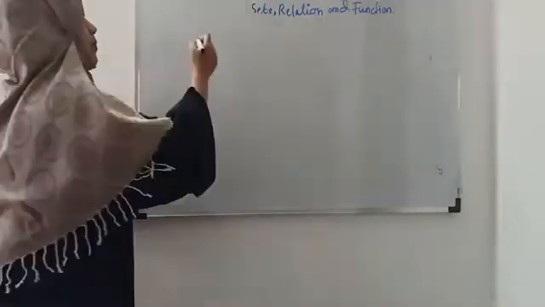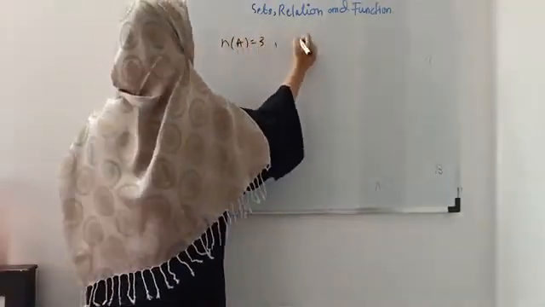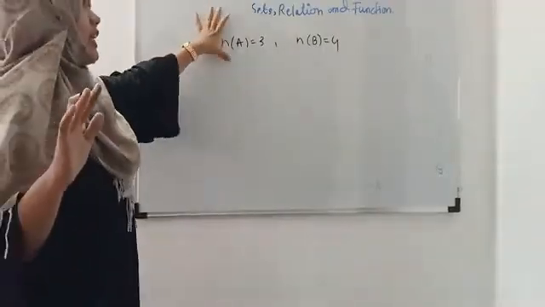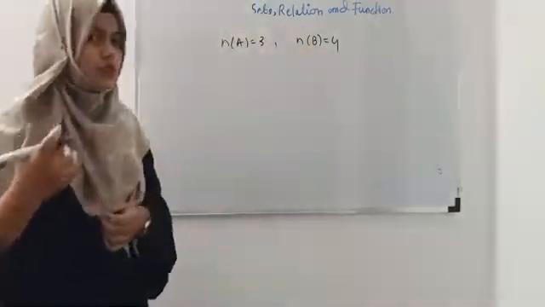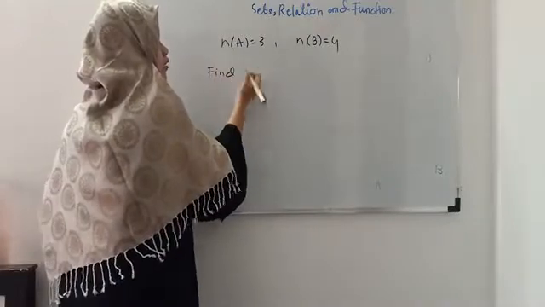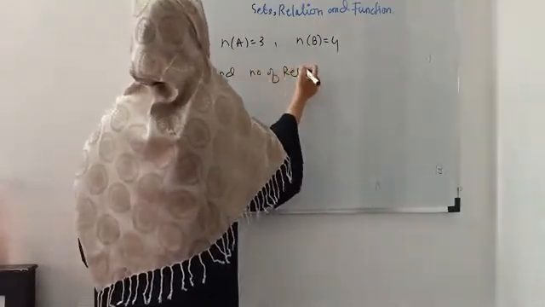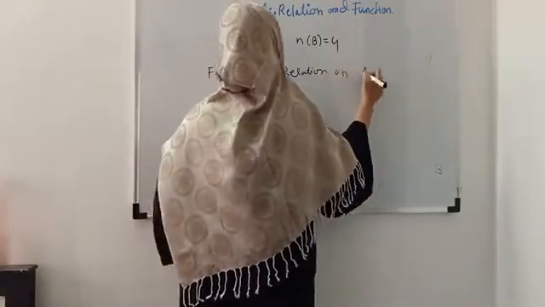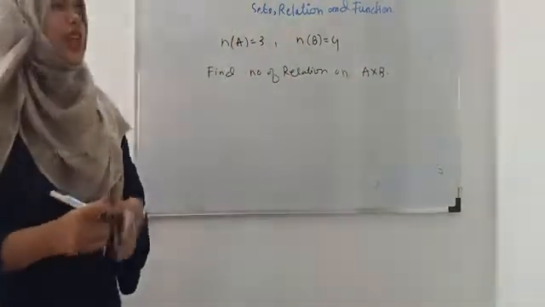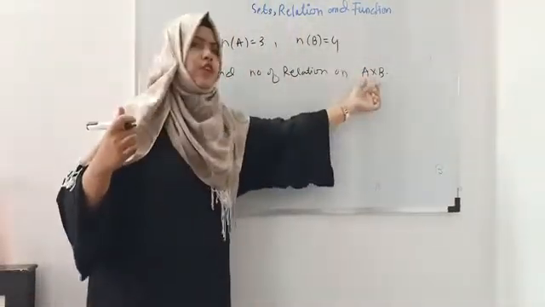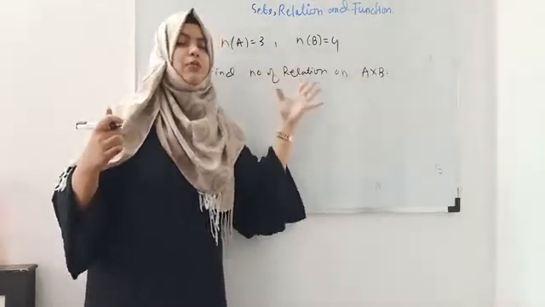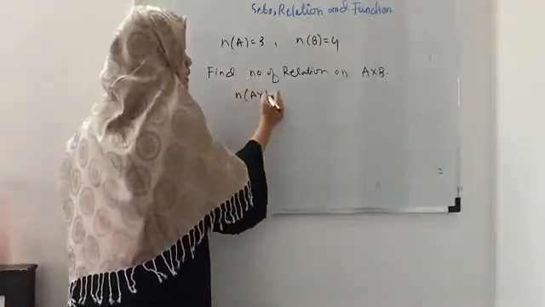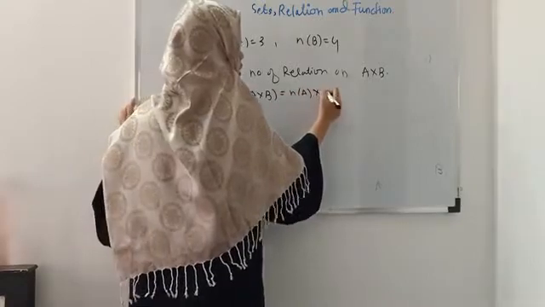Suppose n of A is equal to 3 and n of B is equal to 4. सेट गिवन नहीं है, सिर्फ कार्डिनलिटी गिवन है, cardinality of A is equal to 3 and cardinality of B is equal to 4. Then find the number of relations on A cross B. Okay, so the number of relations means what? The number of subsets of A cross B. The number of relations find करना है, that means we need to find out the number of subsets of A cross B.